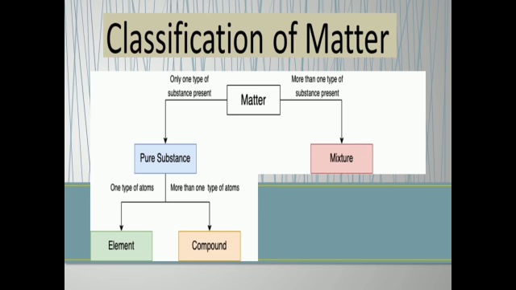So pure substance is further divided into 2 groups: element and the compound. What is element? An element is a pure substance. It is made up of only one kind of atom. And what is compound? It means more than one type of atom. Or you can say a compound is a pure substance made up of 2 or more elements that are chemically combined in a fixed ratio by mass. Have you got it?